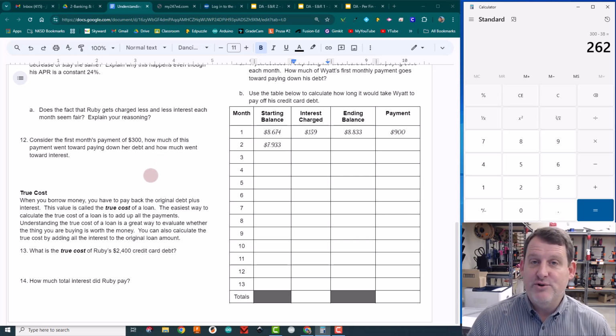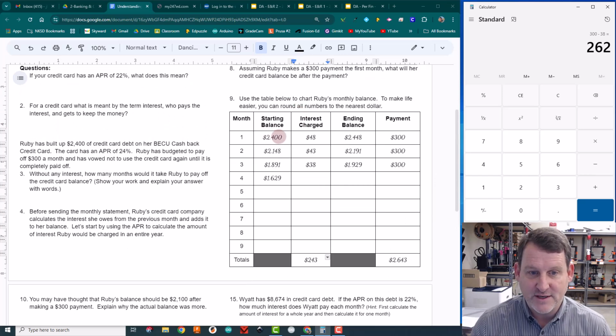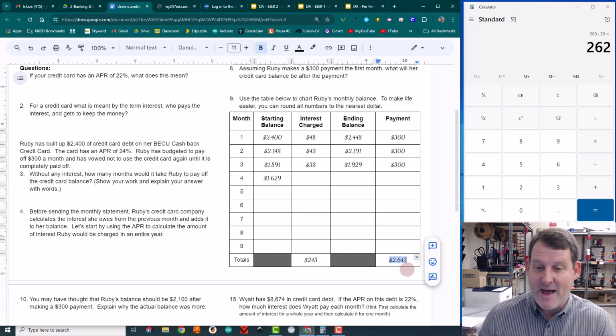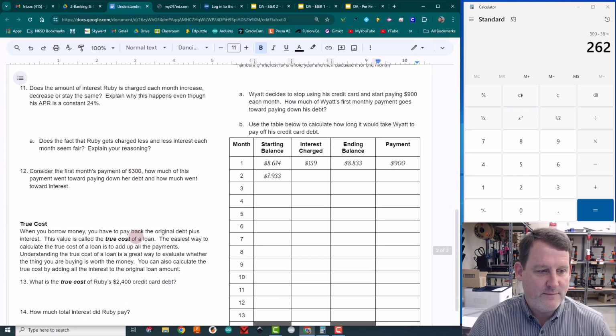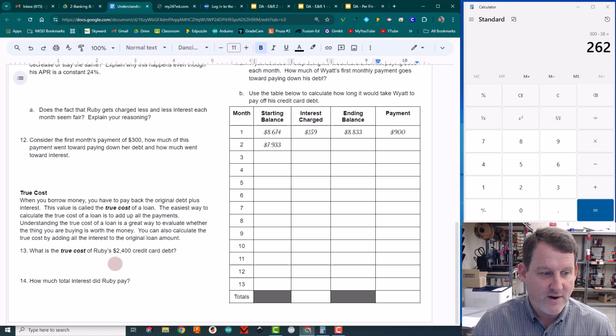Okay, so true cost is the total cost of making the purchase. For Ruby, the true cost of this debt wasn't the $2,400 that she bought, it's the 2643. She needs to consider this number when making a purchase. That'll make her think, well, I don't know if I want to spend that much money on this thing that I want to buy. It's going to cost me more than what it cost me here, just in the store. So the true cost is $2,643. It's the interest and the payments.